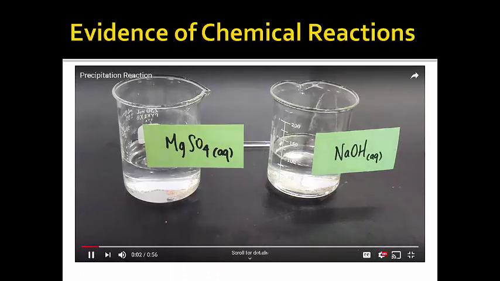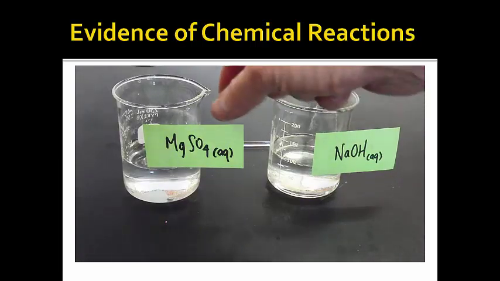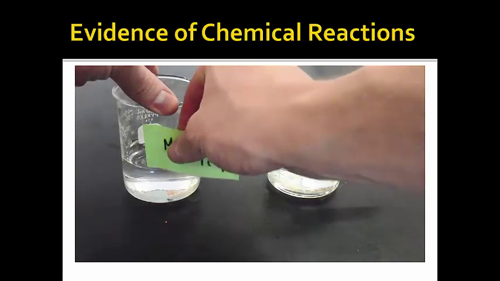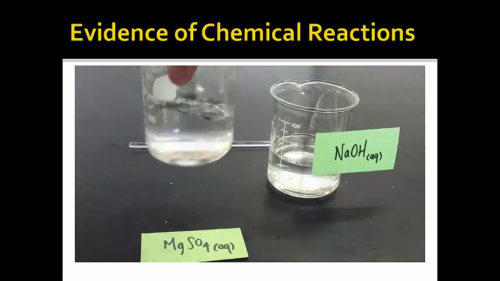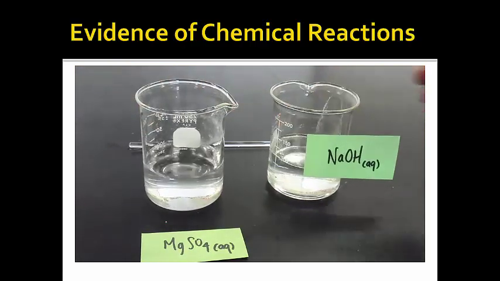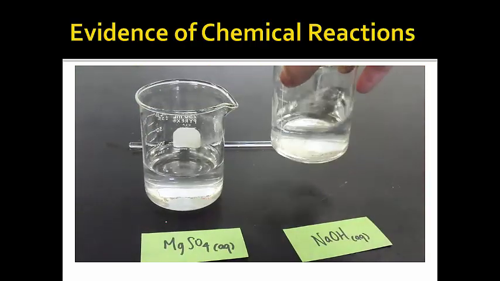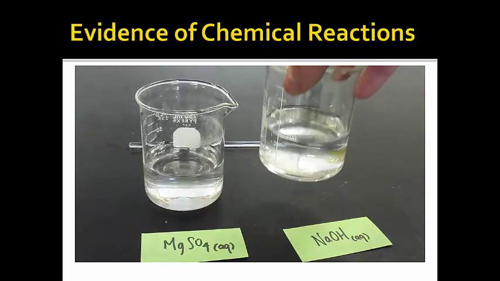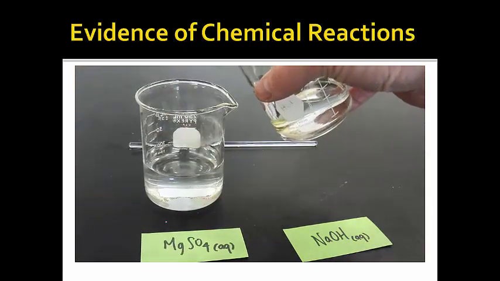All right, what we have here are two beakers, each containing a dissolved aqueous ionic compound. In the beaker on the left, we've got magnesium sulfate, and you can see that that is a clear and colorless solution. Looks just like water on first glance. And over on the right, we've got sodium hydroxide, which is also clear and colorless. Again, looks just like water. And what we're going to do here is mix these two and see what happens.